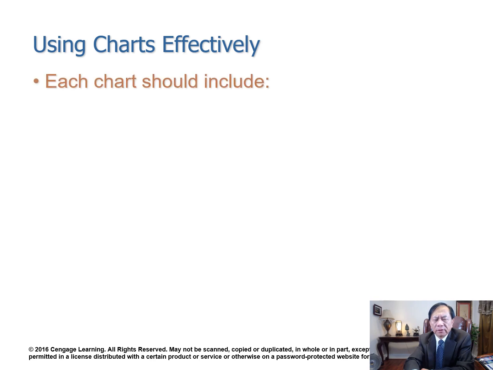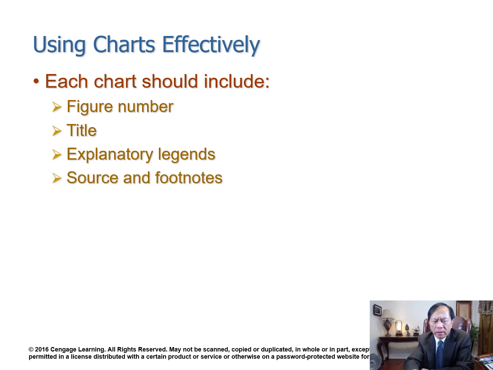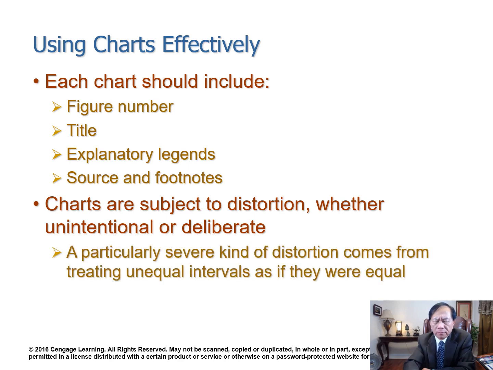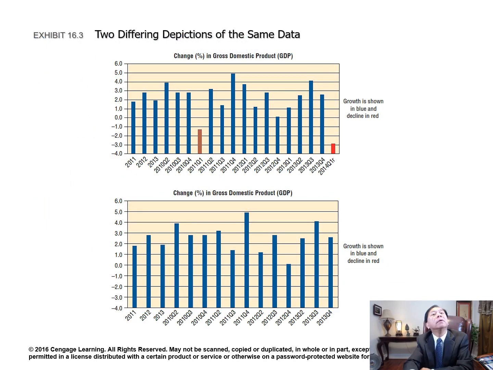And then you can use charts effectively. Each chart should include a figure number, title, explanatory legends, and source and footnotes. Charts are subject to distortion, whether unintentional or deliberate. Okay, do not be caught deliberately distorting your chart. A particularly severe kind of distortion comes from treating unequal intervals as if they were equal. Okay, that's not good. Like this one here.